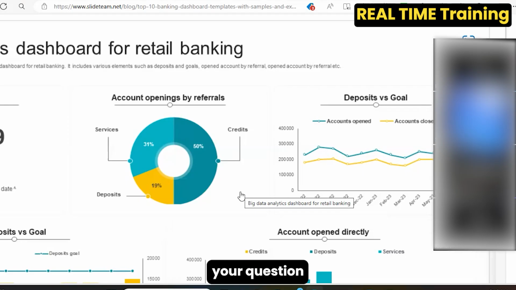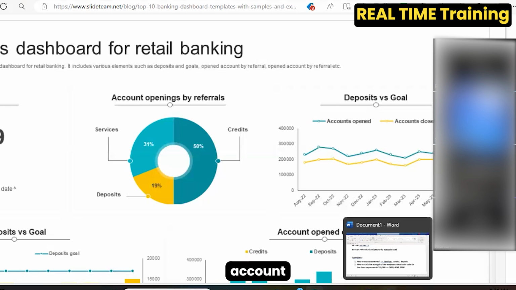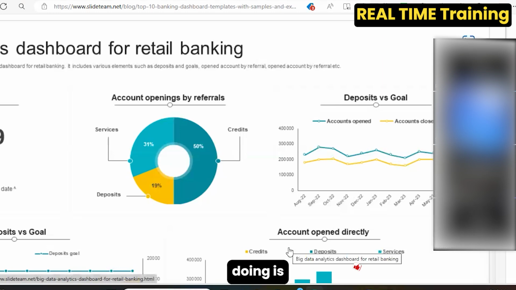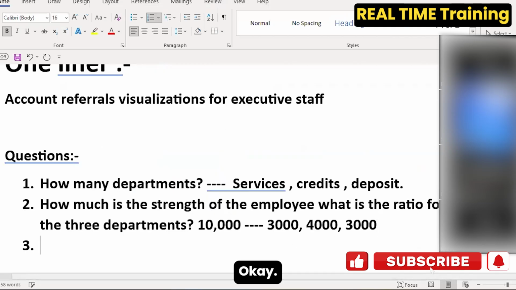So can you elaborate your question so that I can understand it better? Customer base. So how many employees are already onboarded in the bank? What I mean to ask is, what are the customers they are currently catering to? Account opening, but yeah. So what customers are we catering to? That is the question. Okay, not bad.